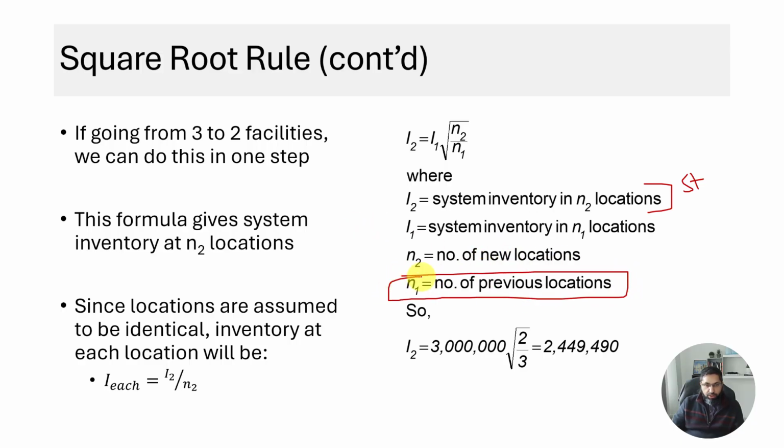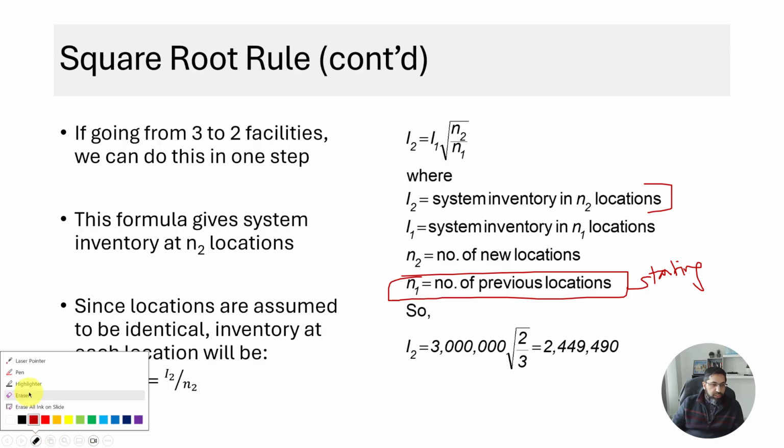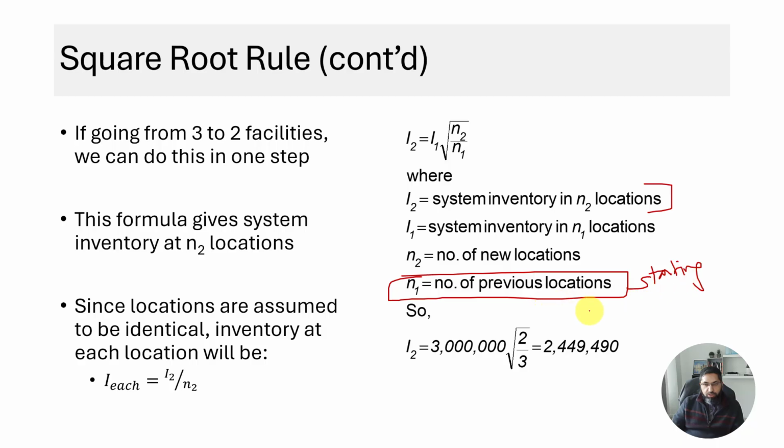N1 is your starting locations. That's what you have currently. And you want to go to N2 locations. So in the example we just did, this starting location would be like 3, and then this is your target locations, how many you want to have, and this could be something like 2, or there could be 1.